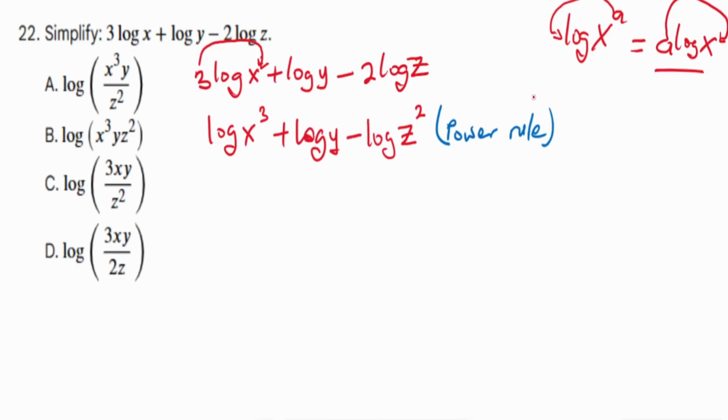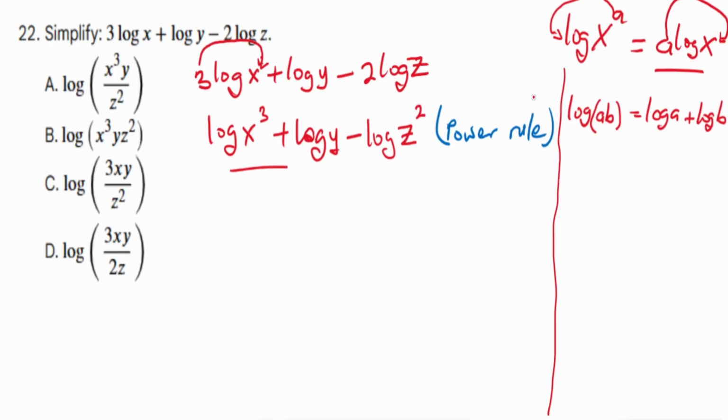At this point, we are going to put the product and quotient rule together. And again, the product rule says that if you have the log of the product of two numbers, let's say AB, this is the same as log A plus log B. And the reverse is what you are going to use now. So this part of the question looks like this. So we're going to reverse it to this.